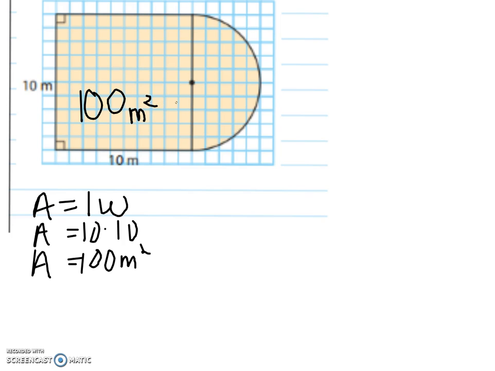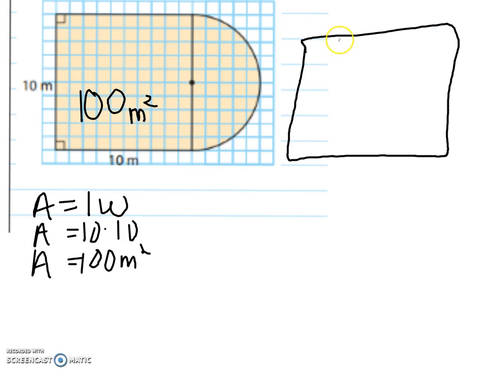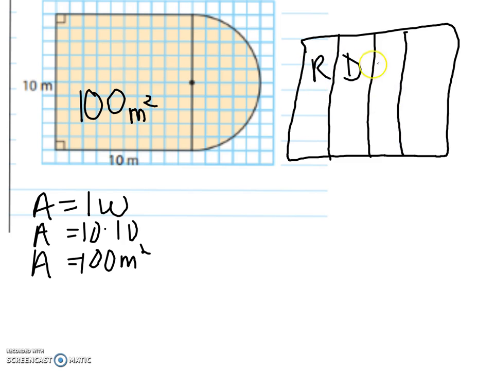And then now I got to find the area of the semicircle. So remember yesterday we did an RDCA. We have R, D, C, and A. So all the way across is the diameter. So the 10, to become a radius, I have to divide by 2. So 10 divided by 2 is 5.